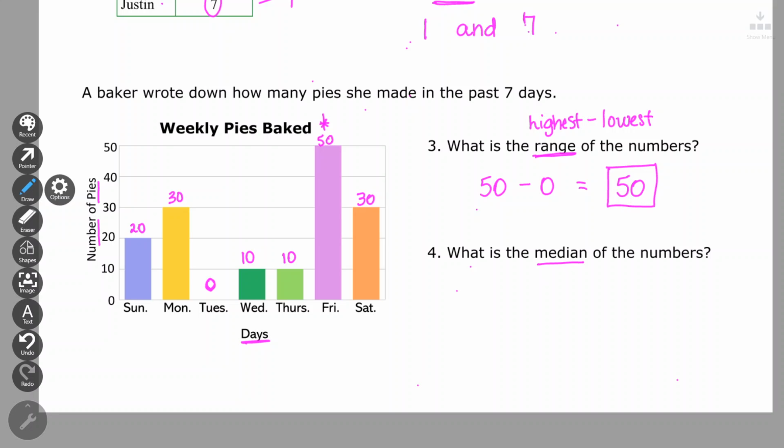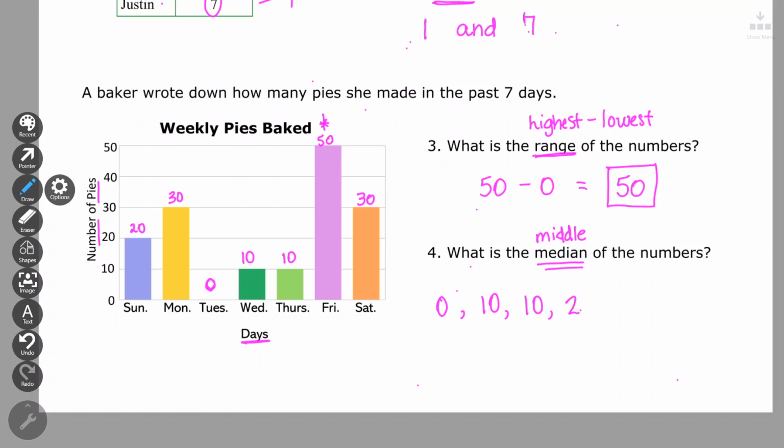What is the median? Number 4. What is the median of the numbers? Okay, the median means the middle number when they're all put in order from lowest to highest. So we got to start with the lowest, which we already said was 0. Now, after that, we have 10. Now, on 2 days, she made 10 pies, so we got to write 10 down twice.